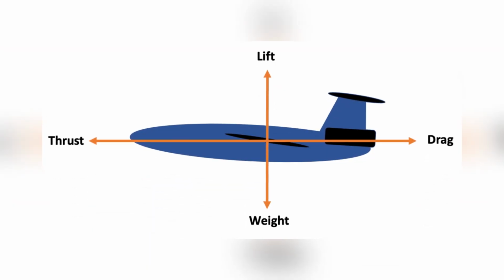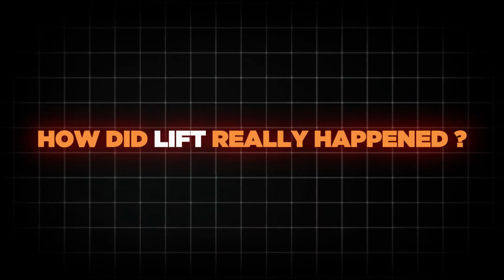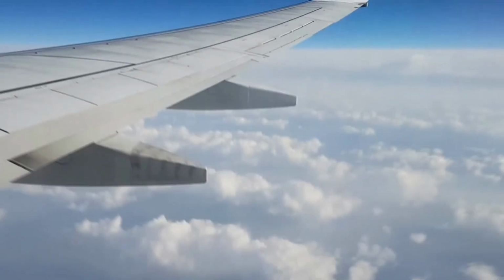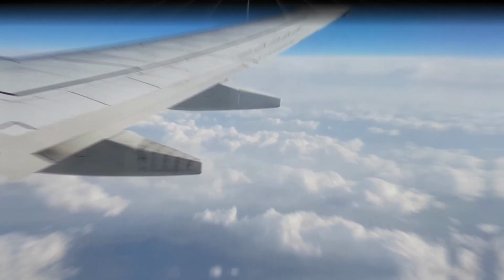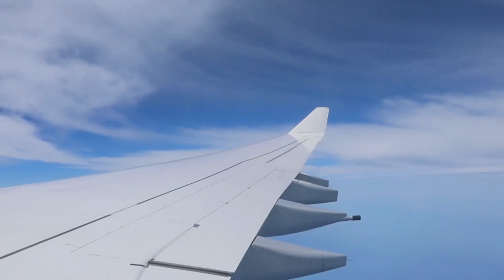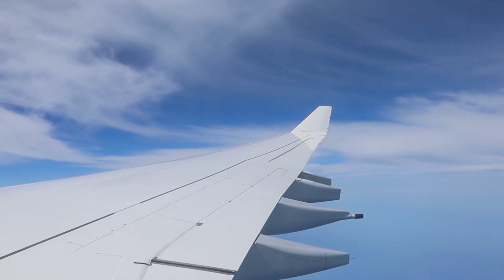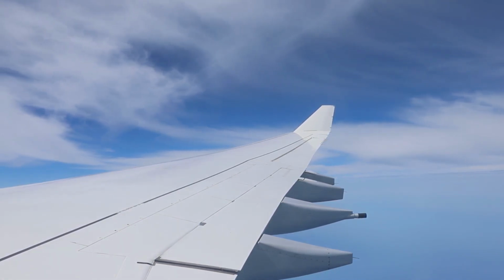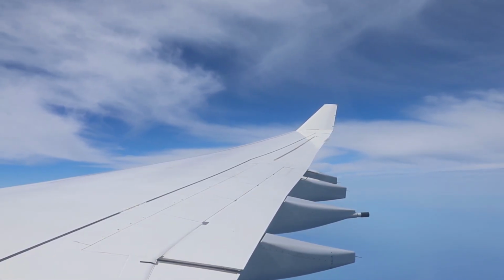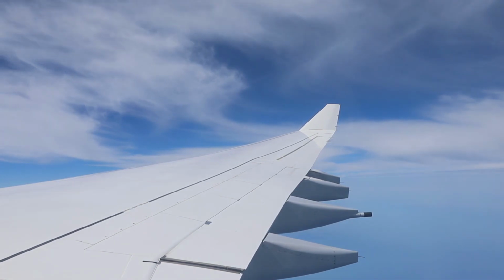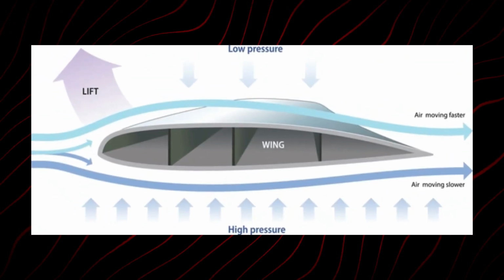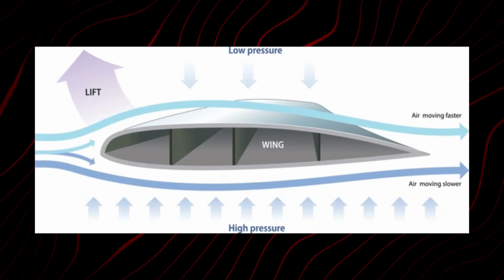Now that we've covered the forces, how does lift really happen? It all comes down to the shape of the wing, what we call an airfoil. The wing is usually designed so that the top surface is more curved than the bottom. As the plane moves forward, air splits at the front edge of the wing. The air traveling over the top of the wing moves faster than the air below.